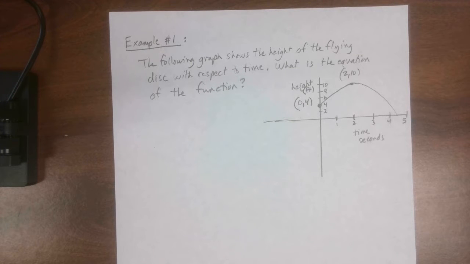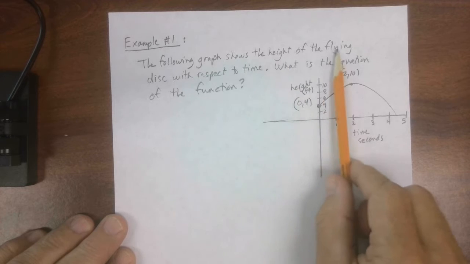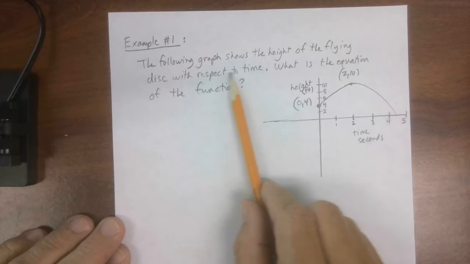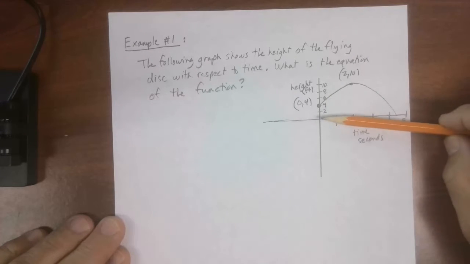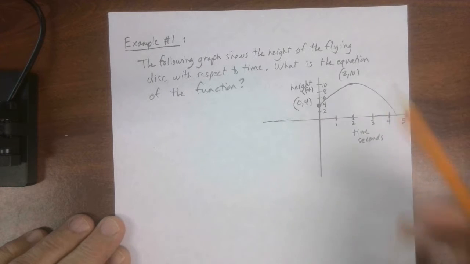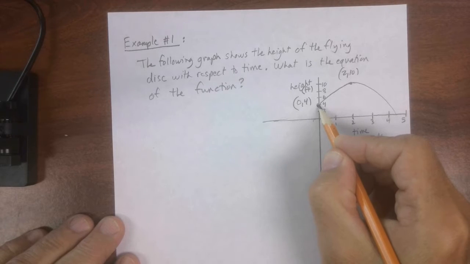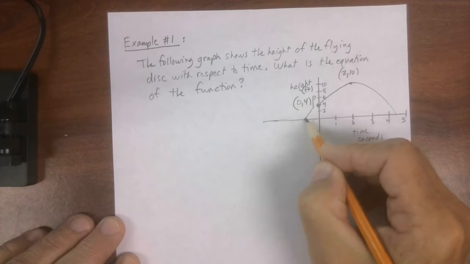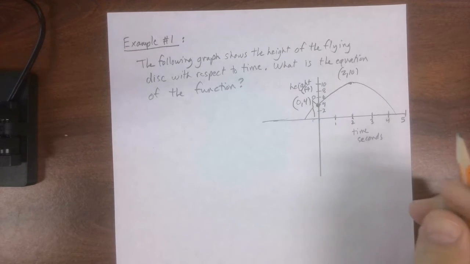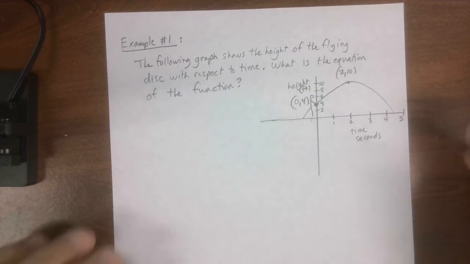All right, example problem number one, 2-1, day two. The problem starts out: the following graph shows the height of the flying disc with respect to time. So here's the amount of time it was in the air, and here's the height. At 0 seconds, it was thrown from a height of 4 feet. Maybe you've got this guy, he's 6 feet tall, but he throws the disc from that height. So that's where it's starting, okay? That's kind of the idea behind this problem.